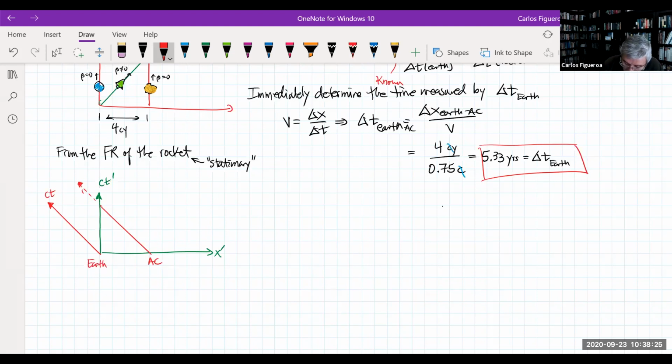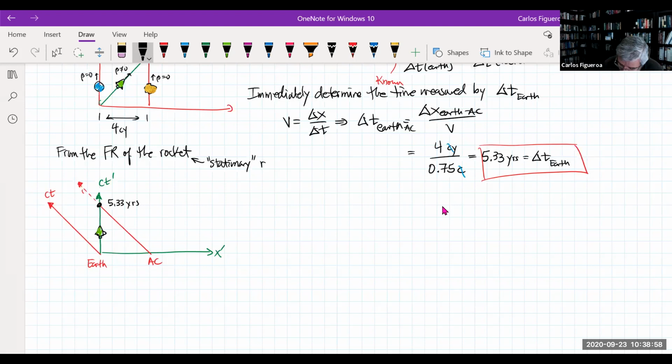And so here's my Alpha Centauri, here's the Earth. When I look at my rocket frame, I'm really thinking about what? There's my frame right there for the rocket. And when Alpha Centauri gets to the rocket, that's the crazy thing. It's not the rocket getting to Alpha Centauri. It's Alpha Centauri coming to the rocket. It takes how long? 5.33 years. It is truly symmetric.